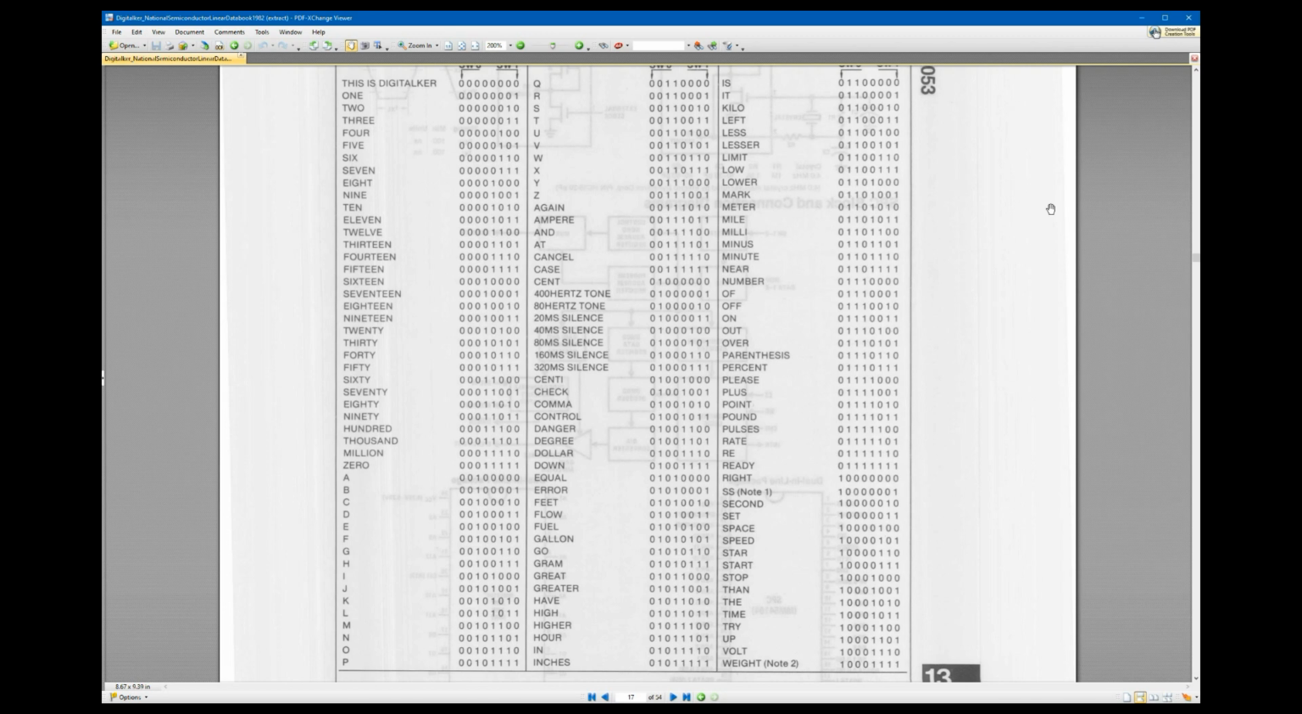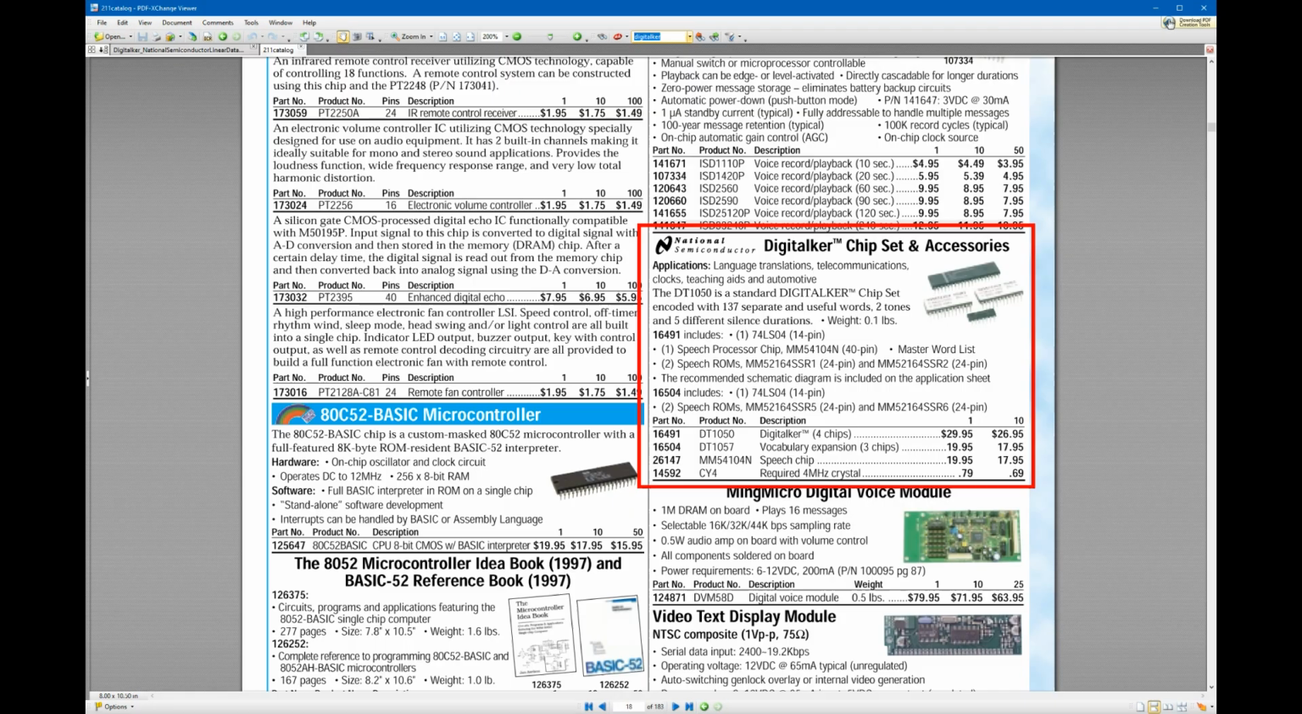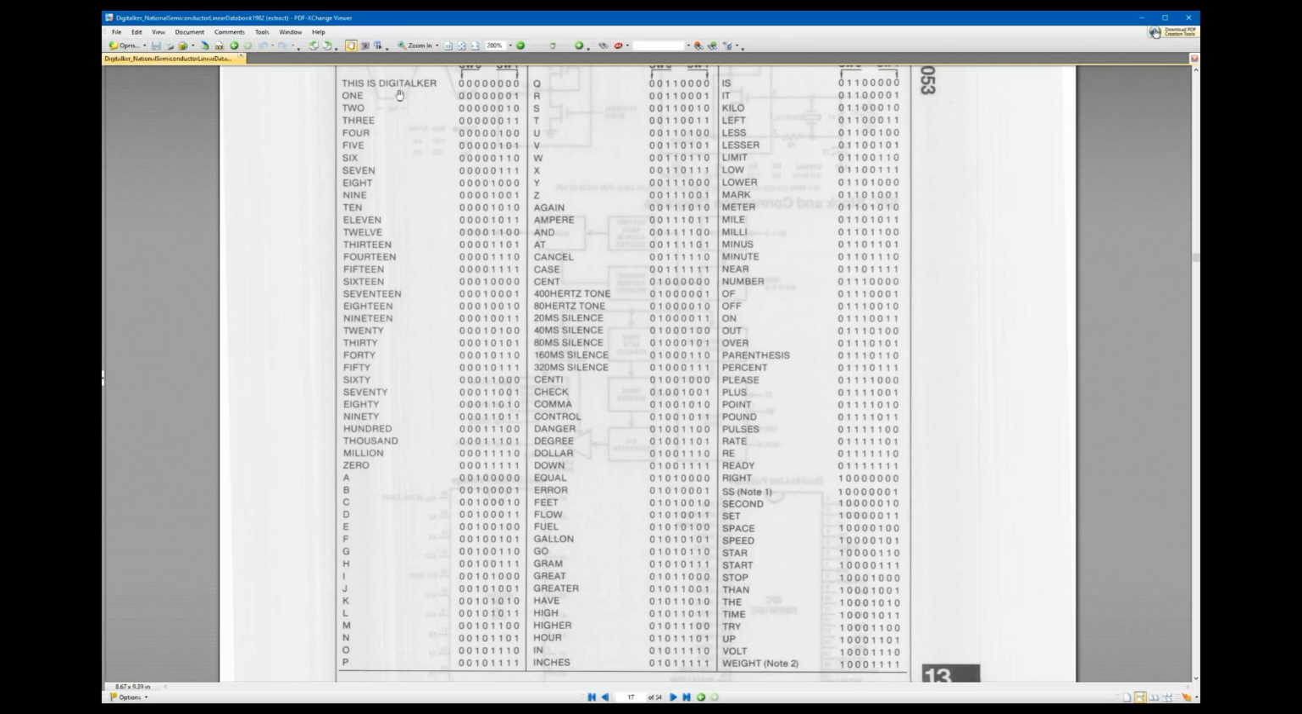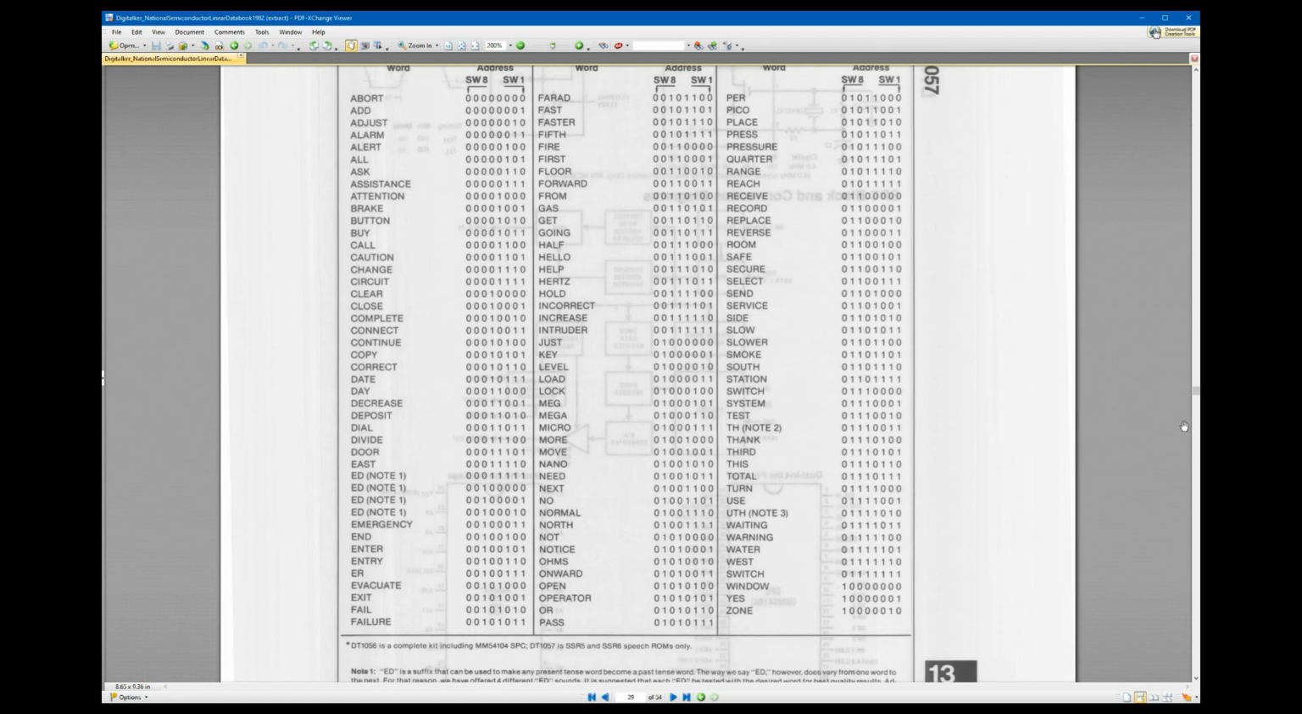Now, as I said, the vocabulary is limited to what comes with the various National Semiconductor ROMs. Now, the chipset would typically include the SSR1 and SSR2 ROMs, which would include this list of words. So you've got a lot of digits, you've got letters, some tones, and then some common words. Now, there was also an SSR5 and SSR6 ROM that included an expanded word set. You would add this to the basic one, and then you could say these additional words.